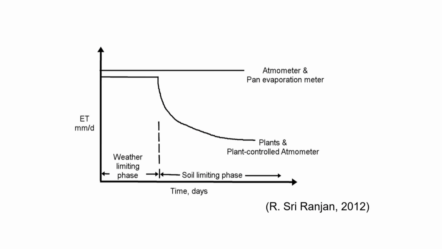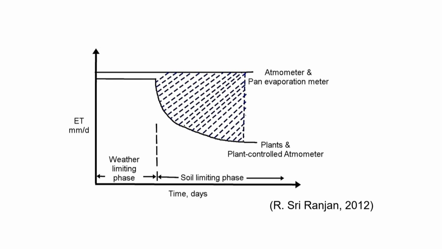However, the ET of the plant declines with a declining soil water content, which is not taken into account by the traditional atmometers. The traditional atmometers ignore the soil limiting phase of crop ET. That means that it doesn't account for the reduction of ET if the soil is dry and the plant is not transpiring at a maximum rate, as you can see in the figures.